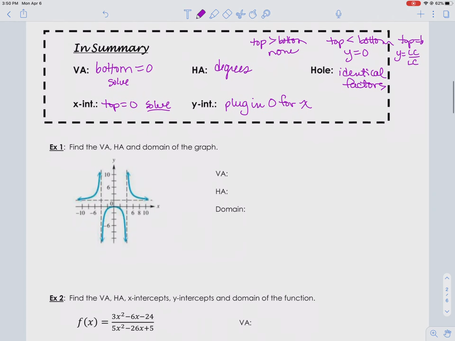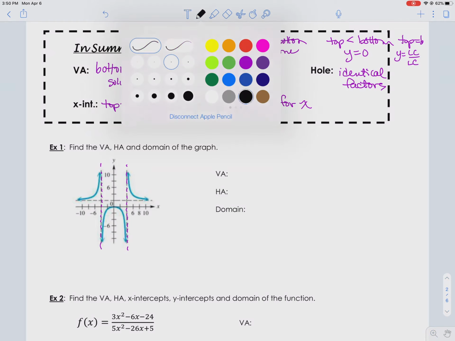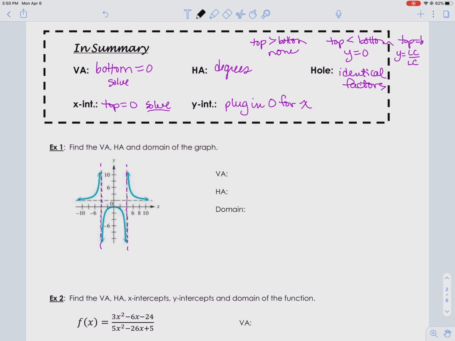So let's do a few examples, okay? So the first one, we just need to find the vertical asymptotes. So when you're finding the vertical asymptotes, that's this right there, okay? So we just have to be careful and make sure we label them correctly, because this one has a little trap. See how these go up by 2s, 2, 4, 6, 8, and they go down by 2s? That can make you mess up. So my vertical asymptote is going to be x is -4 and x is +4.